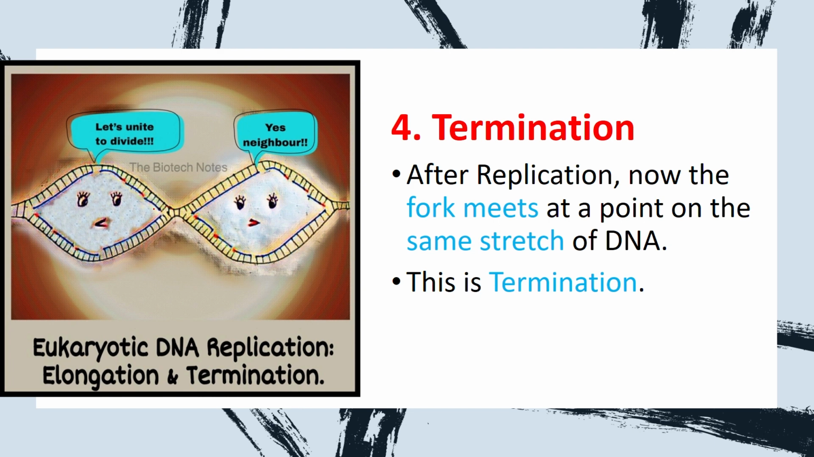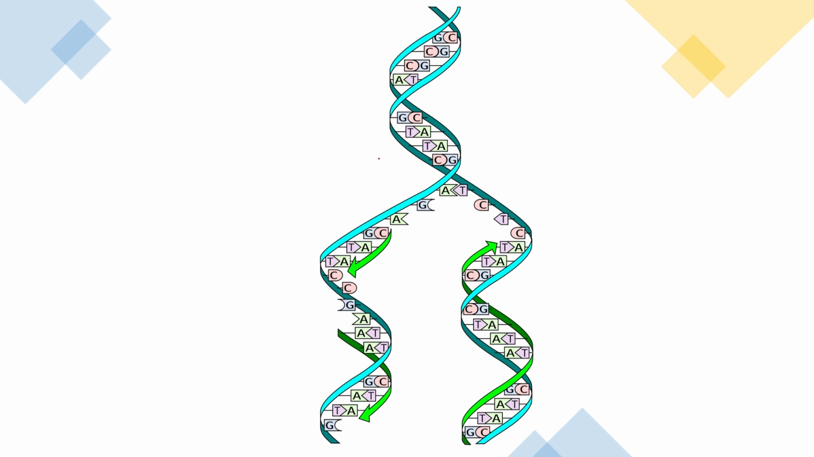After the formation of the replication fork or the new DNA strand, what happens? The two strands will come and meet at a point, that is this point. This is known as termination, and it will break over here and separate. So what is it known as? Termination. So this is the total process of DNA replication.